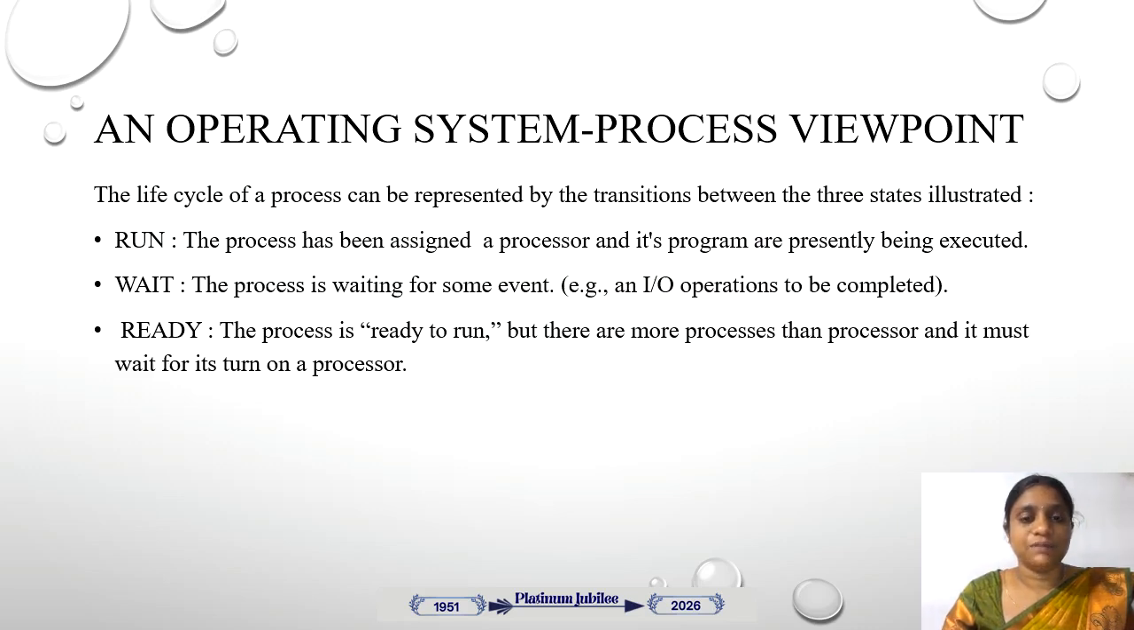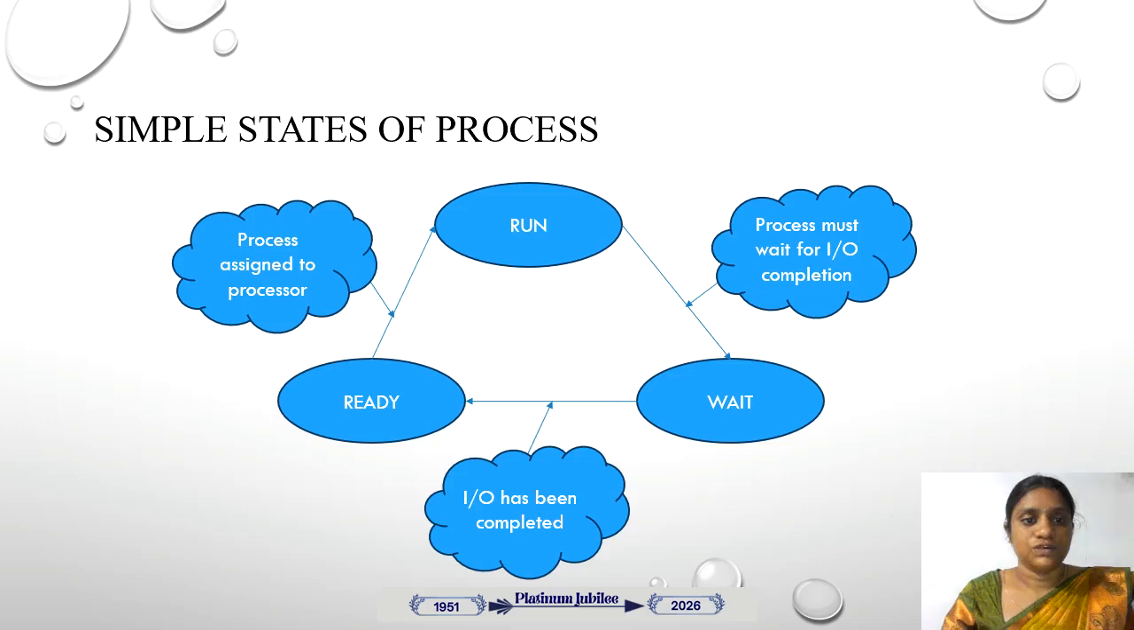In the operating system process viewpoint, the life cycle of a process can be represented in three states: run state, wait state, ready state. Run state: the process has been assigned a processor and its program is presently being executed. Wait state: the process is waiting for some event. Ready state: the process is ready to run but there are more processes than processors and it must wait for its turn on a processor. So these are the simple states of the process: run state, ready state, wait state.